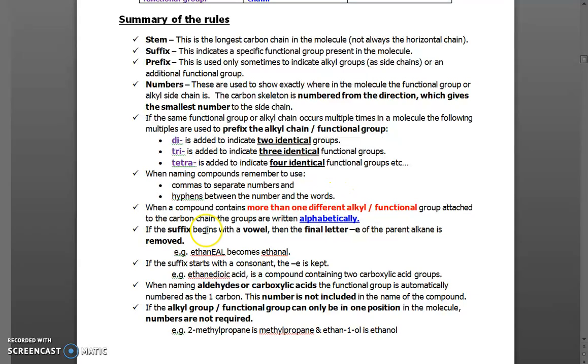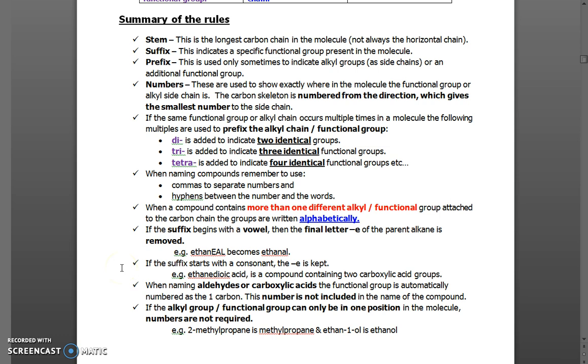Okay. If the suffix begins with a vowel, then the final letter of the parent alkane is removed. So we'll look at aldehydes, and you'll see that they become ethanal, for example, not ethaneal. If your suffix starts with a consonant, the E on the alkane is kept, so you would have ethanedioic acid, not ethandioic acid, for example.